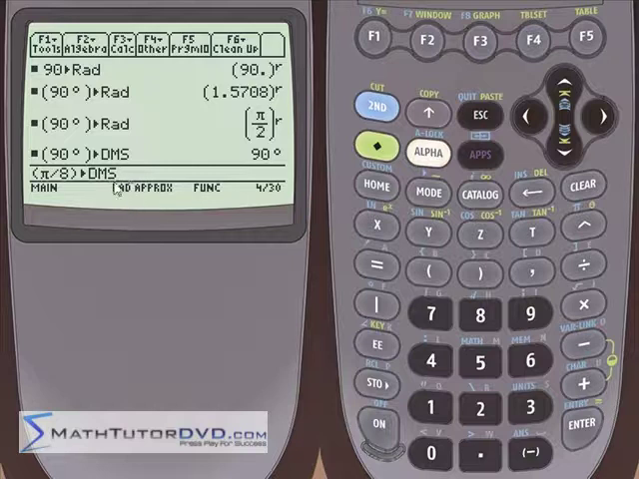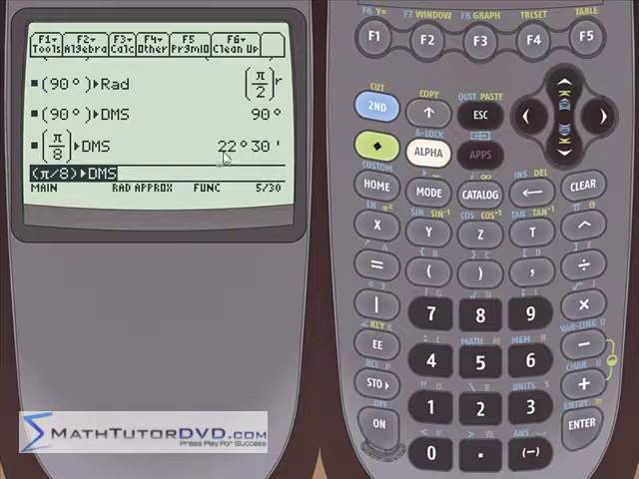Notice that I'm currently in radian mode, so I don't really have to specify anything. I don't have to put the little R there, because it's going to know that this is radians, so that's what I want. So I'm just going to leave it like that. I'm going to hit enter, and it'll tell me that this is 22 degrees and 30 minutes of arc. So it's doing a pretty useful conversion.